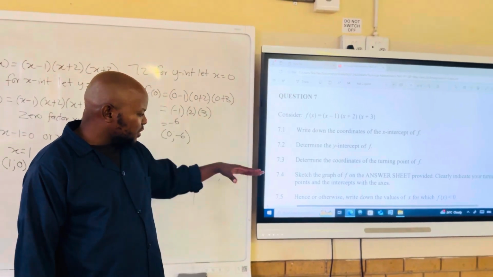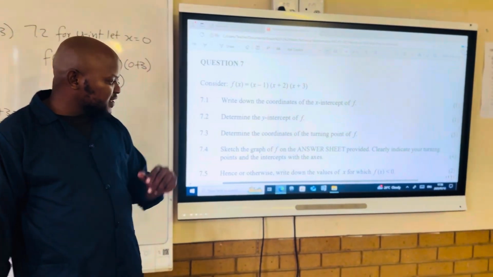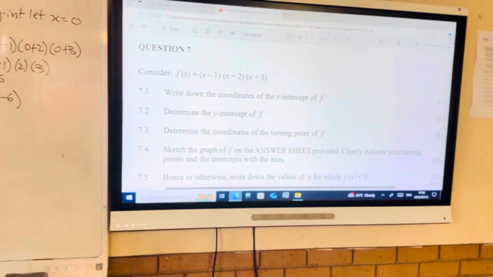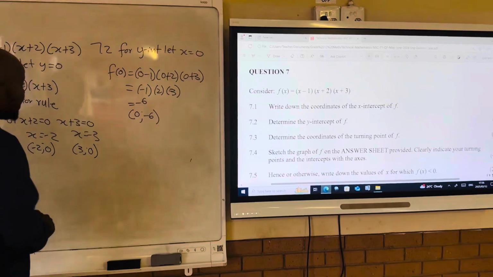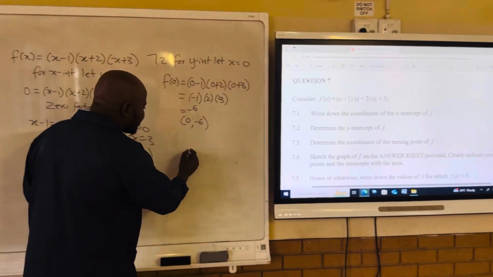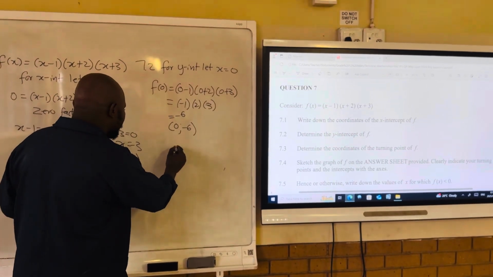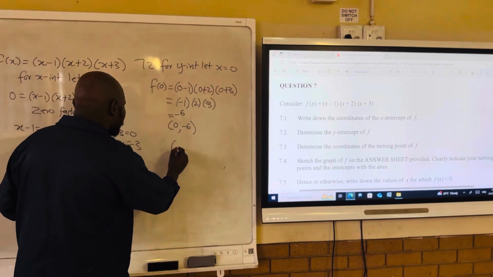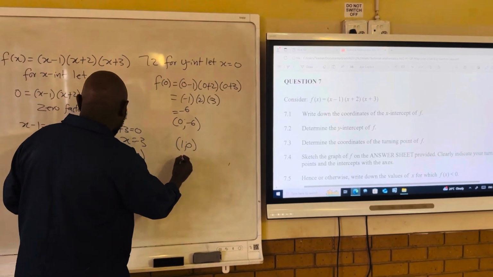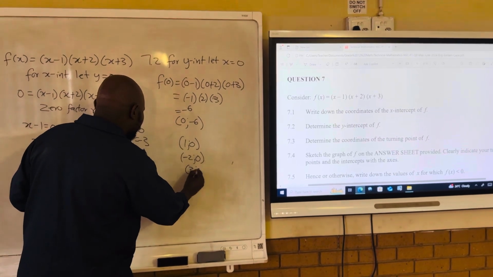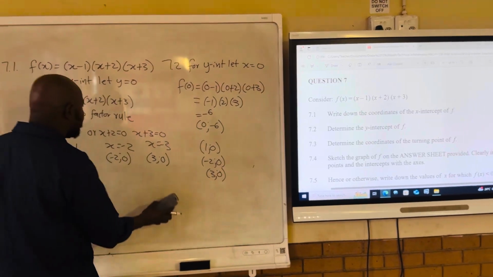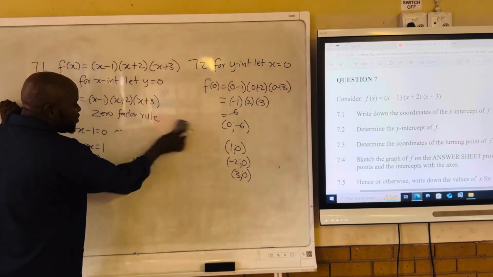Now 7.3 says determine the coordinates of the turning point. Let me just write my x-intercepts this side for sketching purposes: (1, 0), (negative 2, 0), and (negative 3, 0). That is for sketching purposes.